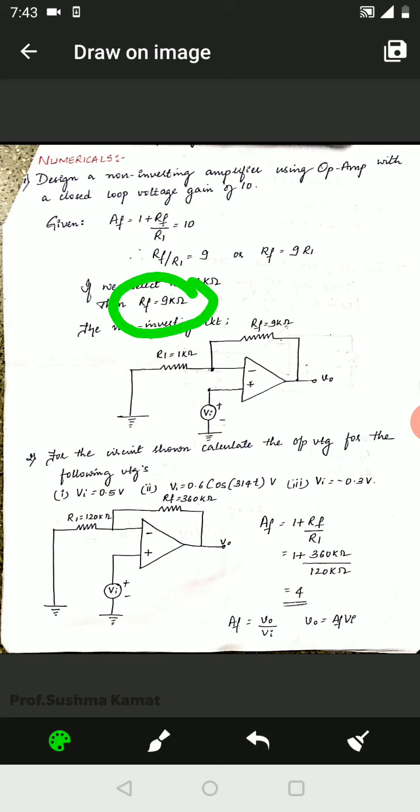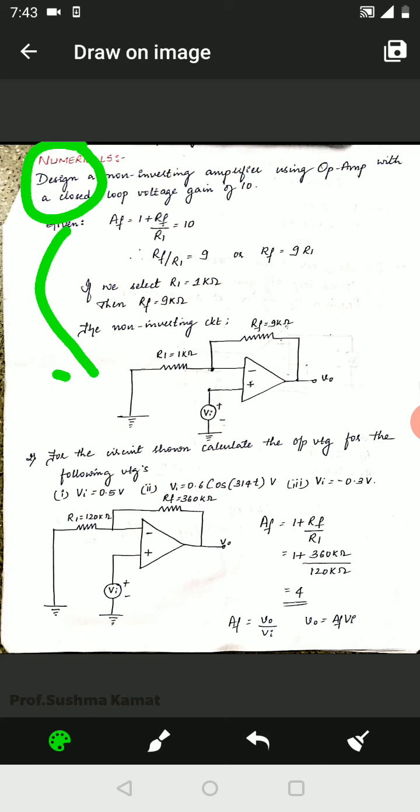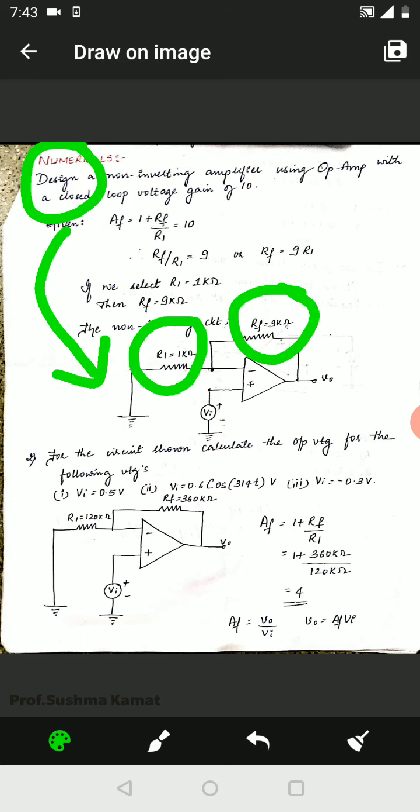Now that we have designed, we should now substitute the values. This design will indicate that we are supposed to draw the circuit diagram and we should be putting up the values of the entities that we have found. So this ends the numerical.